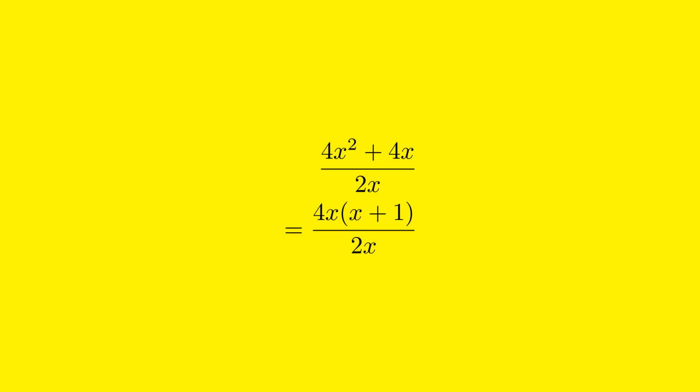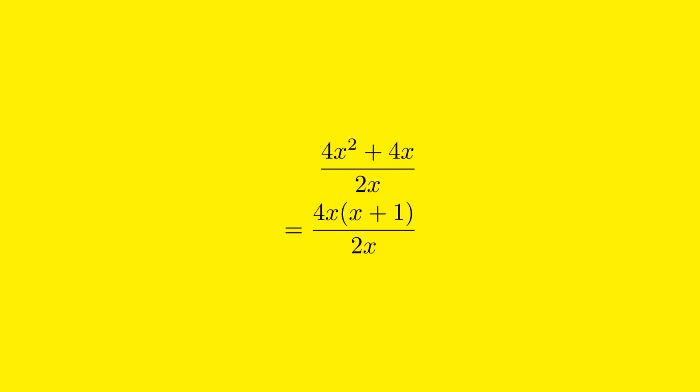Step 1 to solving the problem, reduce the rational expression to lowest terms: 4x squared plus 4x over 2x. First, we need to simplify the expression in the numerator, 4x squared plus 4x. We can notice that both terms in the numerator share a common factor, which is 4x. So we factor out the 4x from the numerator.